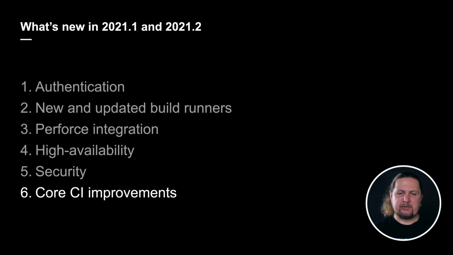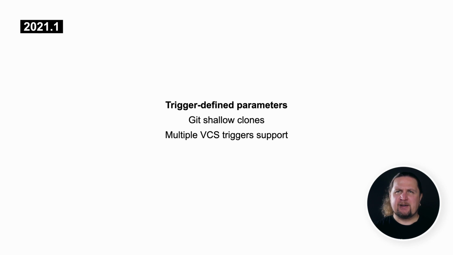Next, let's talk about new core CI improvements. Starting this year, build triggers can now define custom parameters that can enable or disable build steps or change what happens inside your build scripts. For example, say that you have a build configuration that creates some build artifacts. Now, your nightly build that is triggered by a schedule trigger can be different from the build that is triggered by version control check-ins.